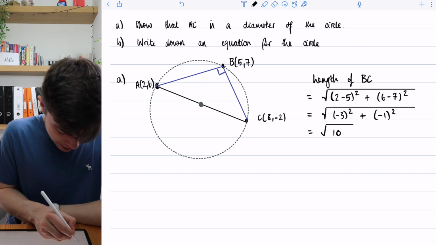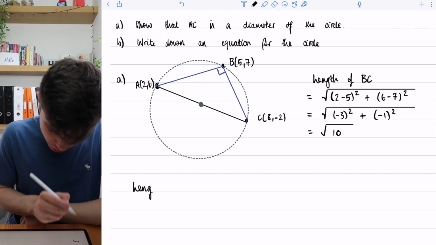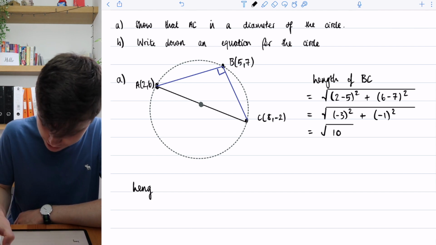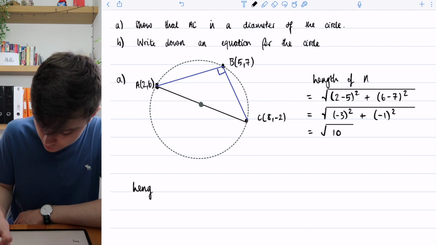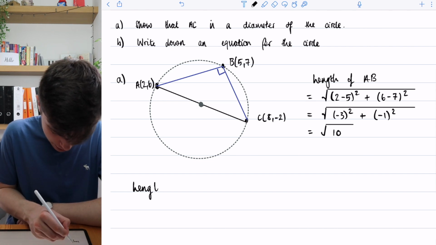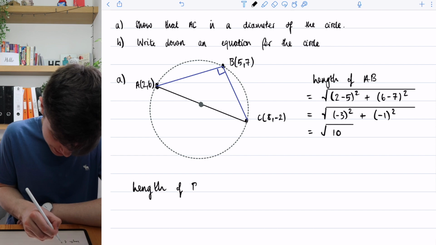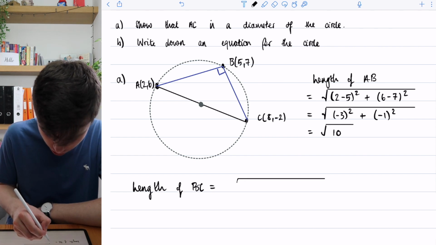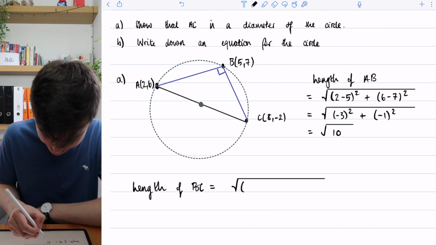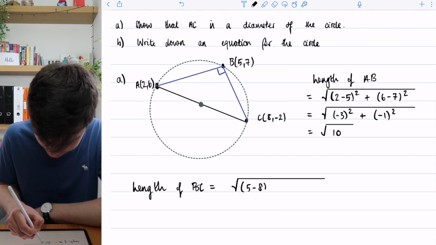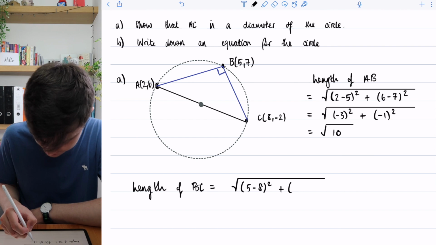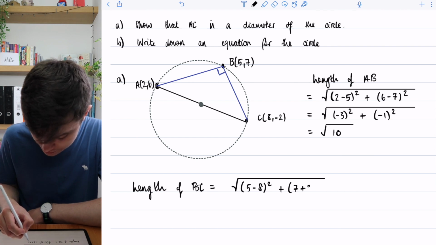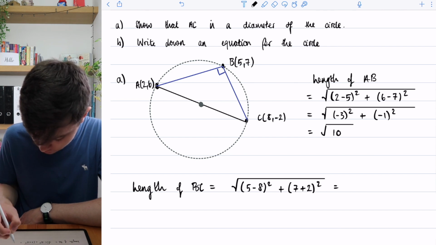Okay, the length of, oh, not BC. Why did I write BC? That should be AB. Okay, let's work out the length now of BC. Okay, the length of BC will be the square root of change in x, 5 minus 8 squared, plus 7 minus negative 2, that's a plus 2.